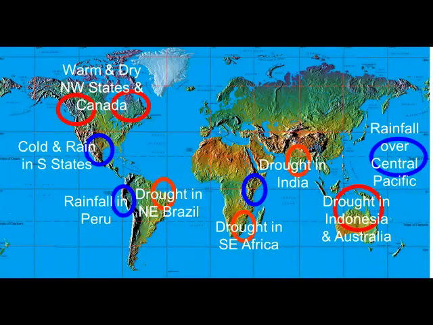El Niño causes effects worldwide, in addition to the rainfall in Peru and the rainfall patterns in the United States that were already mentioned. El Niño events are also often associated with droughts in Brazil or in South Africa, or droughts in India, in Indonesia and Australia, or heavy rainfall over Central Pacific, just to name a few.